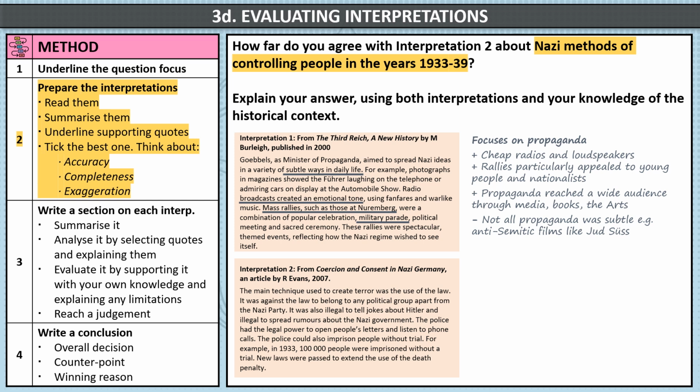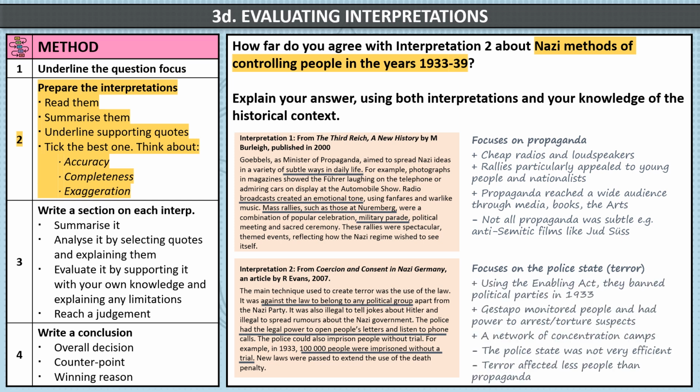Let's do interpretation 2 next. After reading it, I'll summarise it. Next, I'll underline any points or quotes which are relevant to that. Again, I'm particularly looking for quotes which I can develop with my own knowledge. And I'm already starting to think of the strengths and limitations of this interpretation. I think it's right about how the Nazis used their powers to ban political parties and created a secret police force and concentration camps to remove opponents. And I've got some knowledge I can use to develop that in my answer.